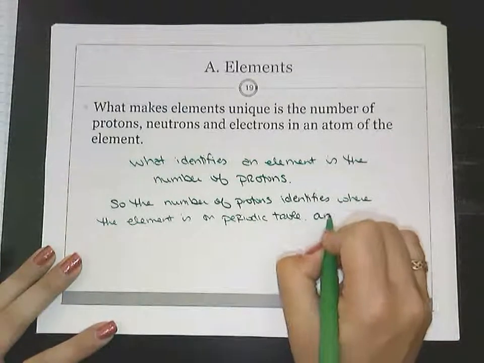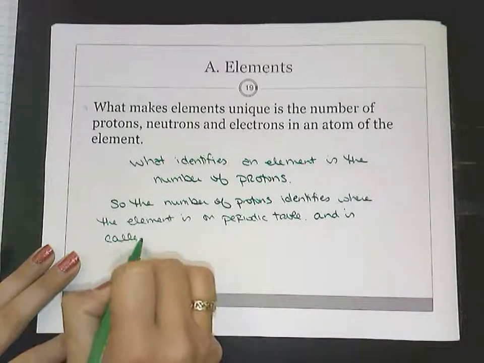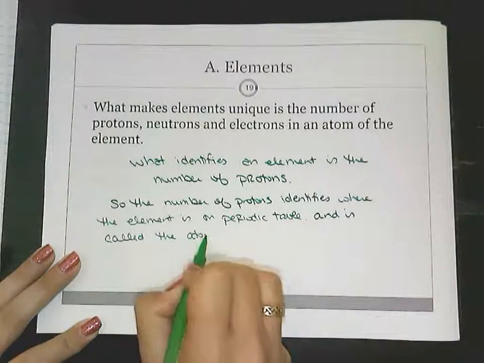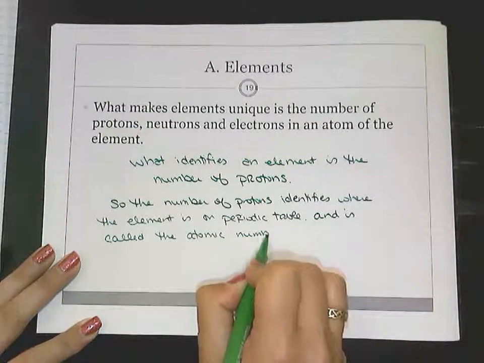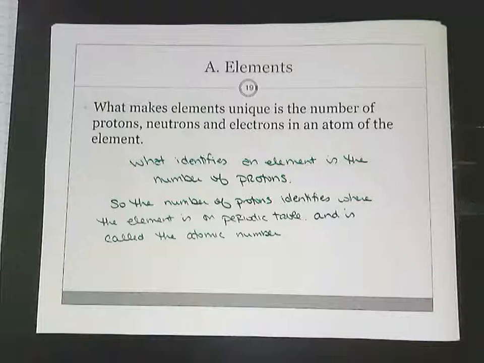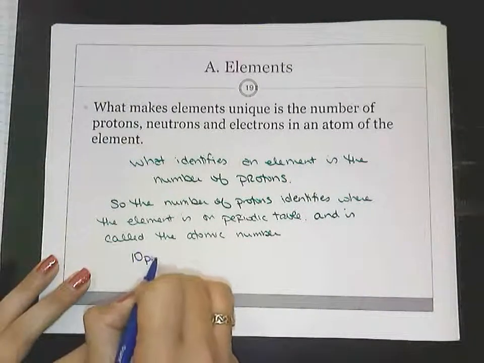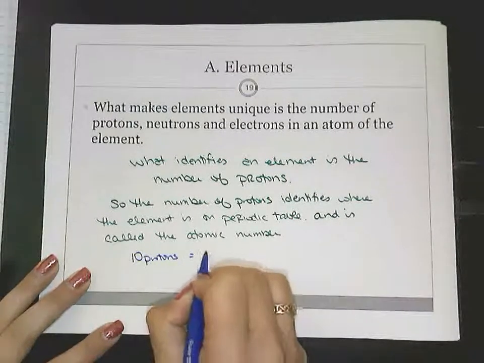And it is called the atomic number. So the number of protons identifies where it is on the periodic table, and it's specifically called the atomic number. So, let's say, for example, I know its atomic number is 10. So I go over to the periodic table. What element is number 10? Neon, right? So if I have 10 protons, that can only be neon. There's no other element that has 10 protons.